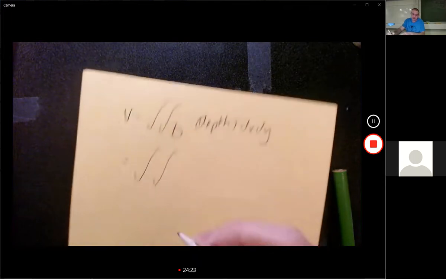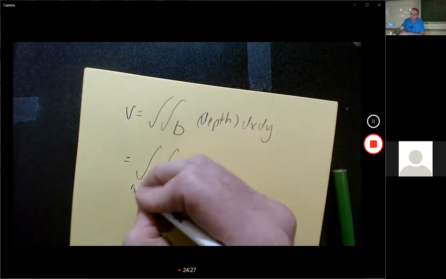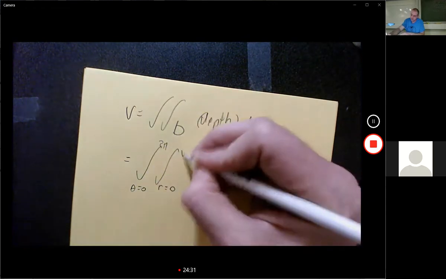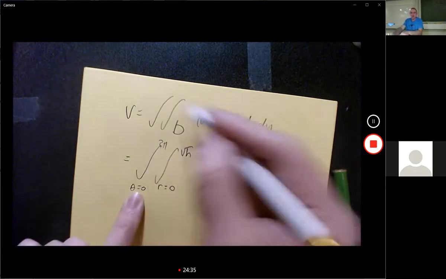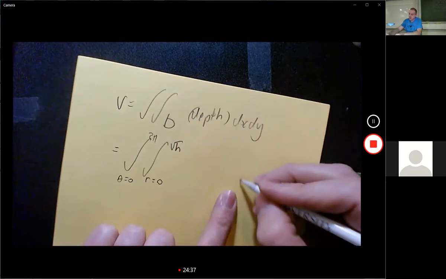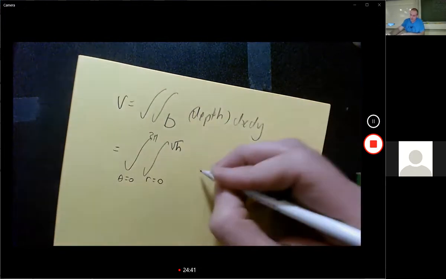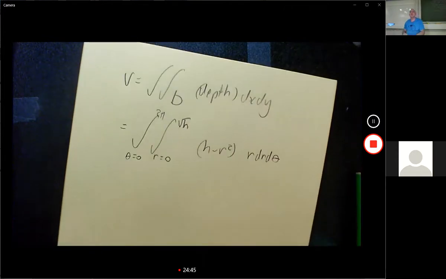So the disk is now located by doing the radius and the theta. That's how we locate every point in the disk. The dx dy is now r dr d theta, and the depth is h minus r squared. And now I integrate it and it'll tell me what the volume is.